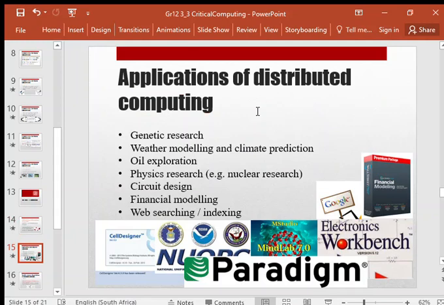Applications for distributed computing are genetic research, weather modeling, oil exploration, physics research, circuit design, financial modeling, and web searching. And think about web searching. When you are searching for content on a website, one computer is not used to find the different web pages relating to what you are searching. So you have to use many computers, so distributed computing is involved.